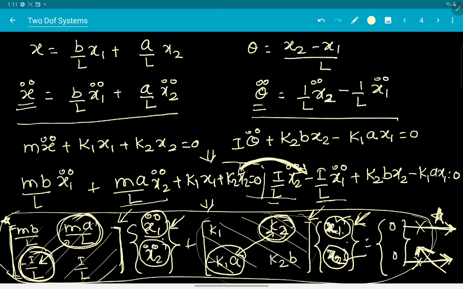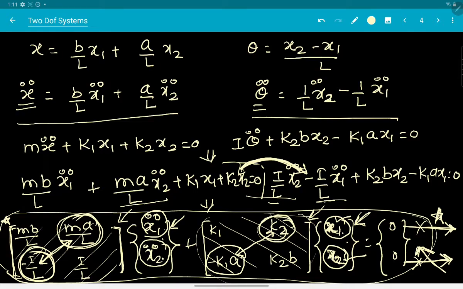Okay, so these coupling terms are coming over here in the off-diagonal places, and these are non-zeros, which tells us that the stiffness matrix is coupled. That is called a static coupling. Whereas these off-diagonal terms which are coming over here in the mass matrix, they are coupling acceleration terms.